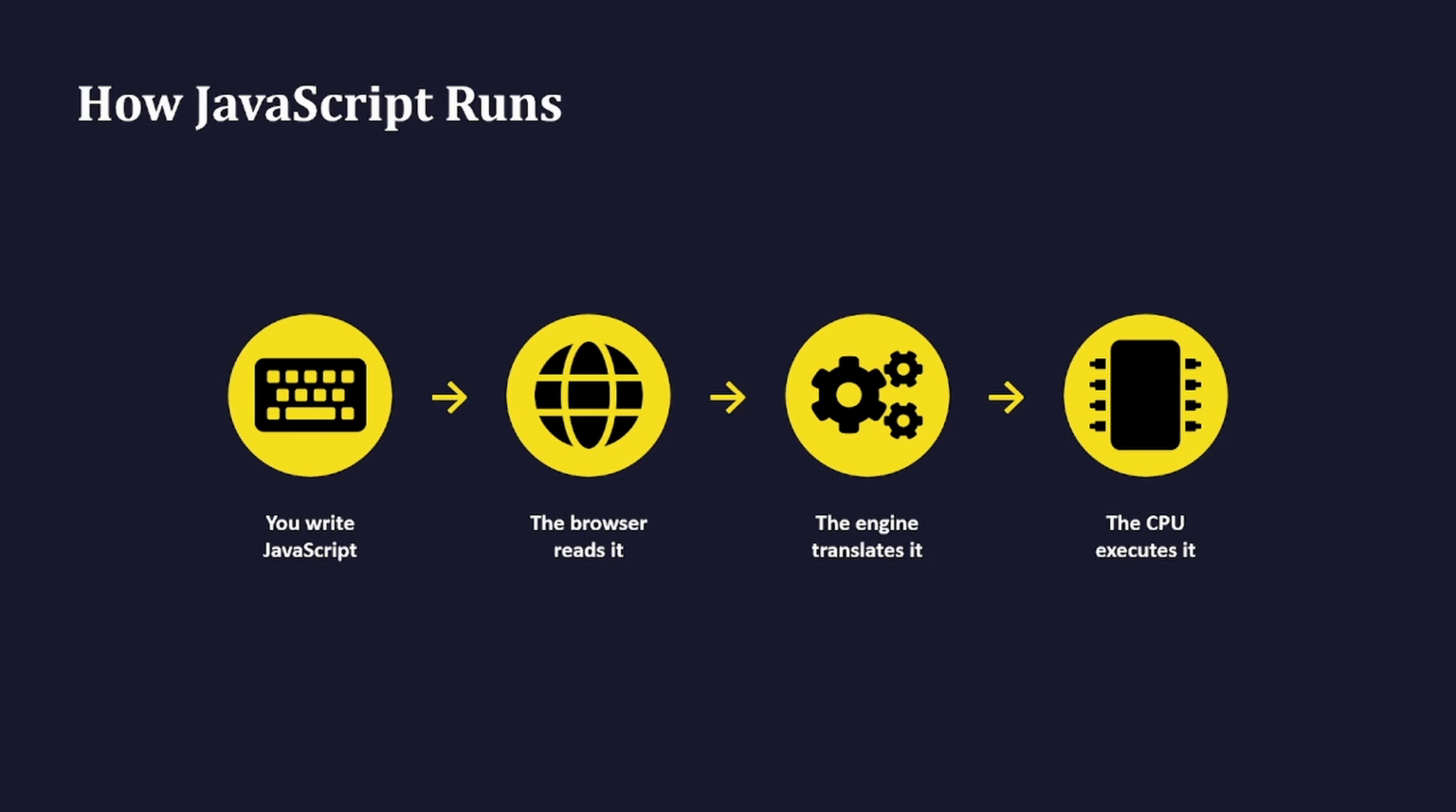The process of running JavaScript looked like this. You write JavaScript, the browser reads it, and the JavaScript engine translates it. The CPU executes the instructions.